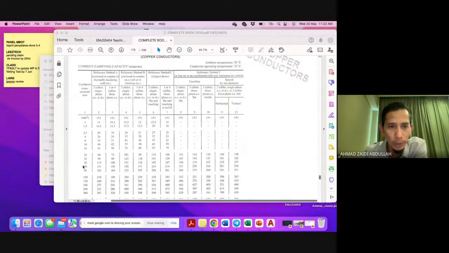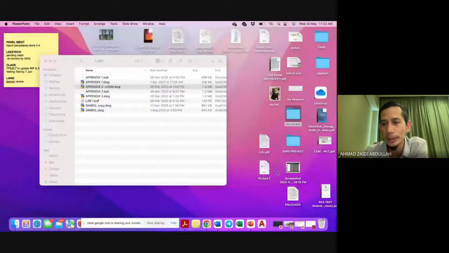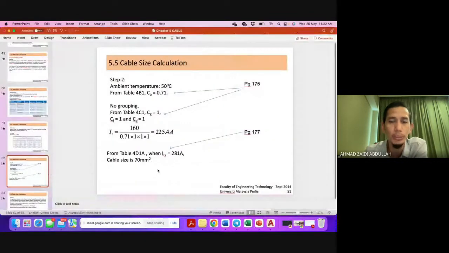So the cable size is 70 mm. Based on that we decide. We say okay, 70 mm is suitable with our requirement. Done. Settled, we got the cable size 70 mm. That is the only way to get the size. Easy, very, very easy. Right? Before this, I believe we did not know how to find the cable size.